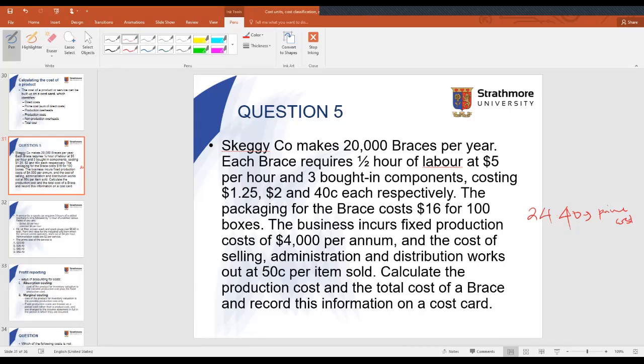Let's do it together. So here, don't forget you were meant to prepare a cost card for this particular product. This company seems to be making braces. Don't forget we need to evaluate the prime cost, the production overhead, as well as the non-production overhead, quantifying each one of them. So let's do it together.